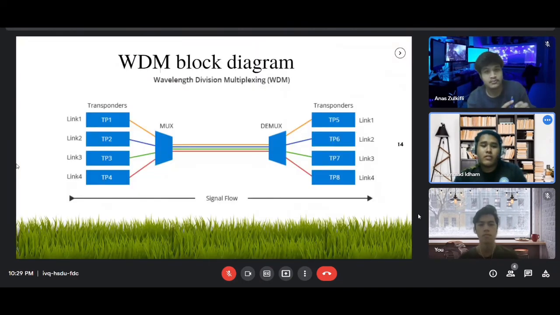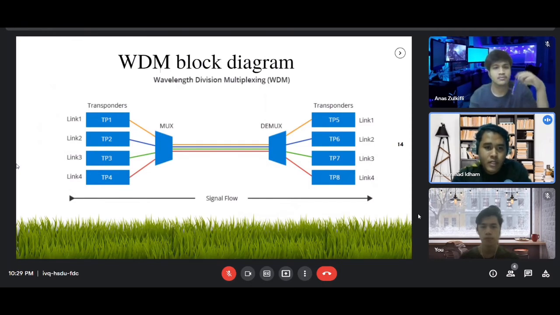Okay, so as shown on the diagram, we can see that transponder 1 will go through the orange wavelength and will not interfere with the other transponders, which are divided into these colors, and each will follow the wavelength for its color to transfer the data. So that's all from me.